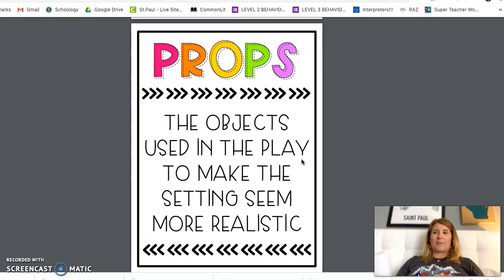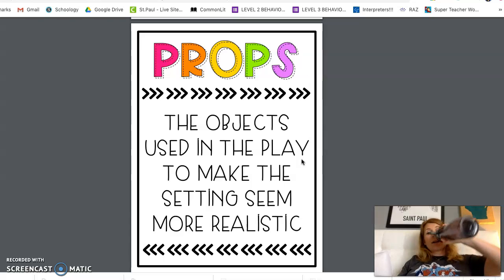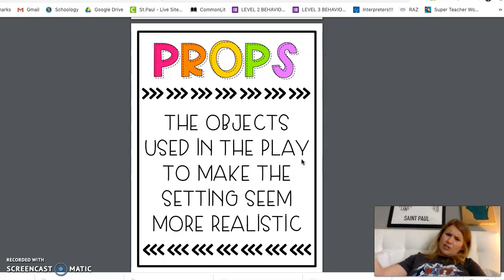Props. This is fun. Props are the things they use in a play to make the play seem more realistic. Maybe the character drinks some water, so the water bottle would be a prop. Maybe the character has a sword in Romeo and Juliet. They will have a sword. A sword to hit would be a prop.